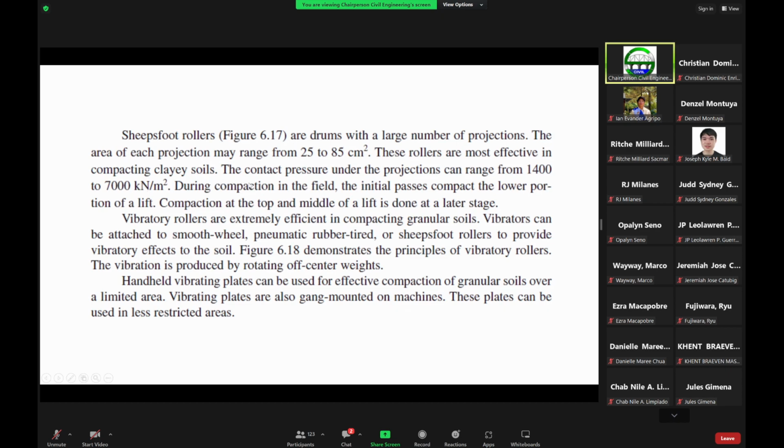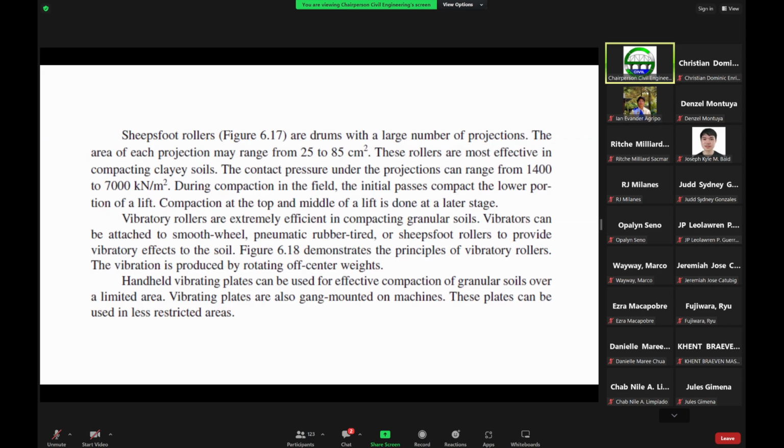Now, during compaction in the field, the initial process compacts the lower portion of the lift. Normally, we have what you call a loose lift thickness. Normally, we specify between 200 to 300 millimeters loose lift thickness, depending on the client.